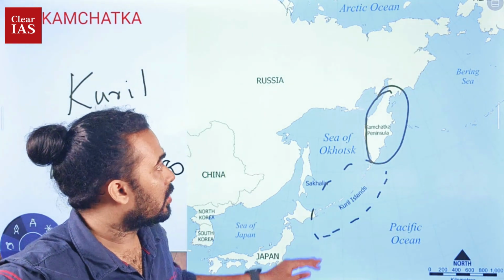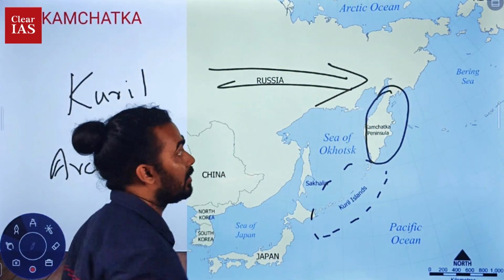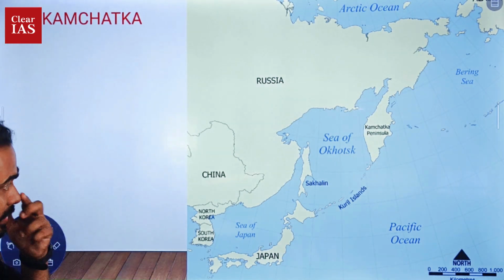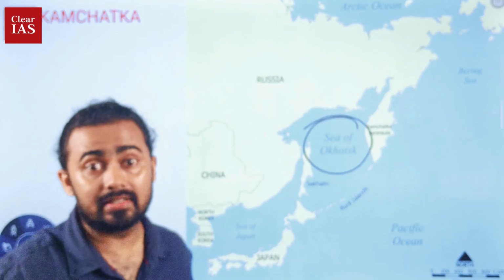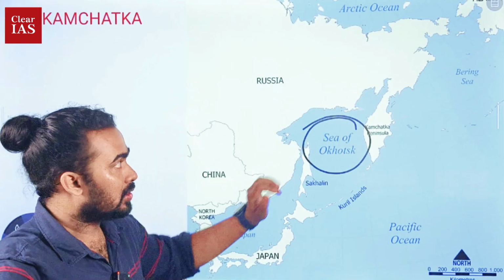So now we know the location of the Kamchatka Peninsula, which is in the far eastern part of Russia, and now we have to go to the other features of this region. You have the sea here. What is the sea here? That is called the Sea of Okhotsk. These kinds of map marking questions are very much possible. When some events happen, then UPSC will take the map and ask you questions. So the Sea of Okhotsk is very near to this area.